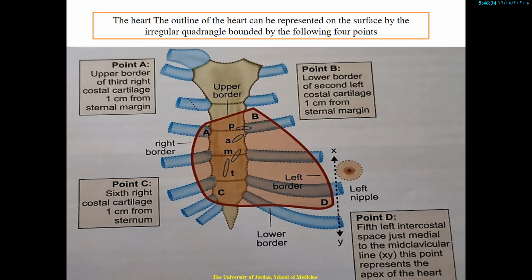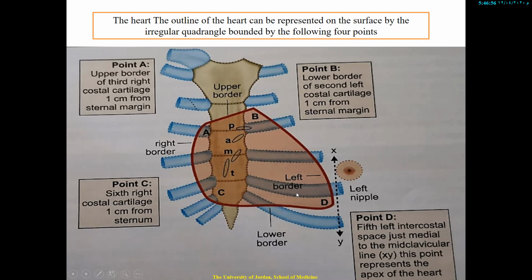And then I would show you how to read a plain chest X-ray focusing on the cardiovascular system, and then we would conclude by talking about the CT scan imaging of the superior mediastinum.